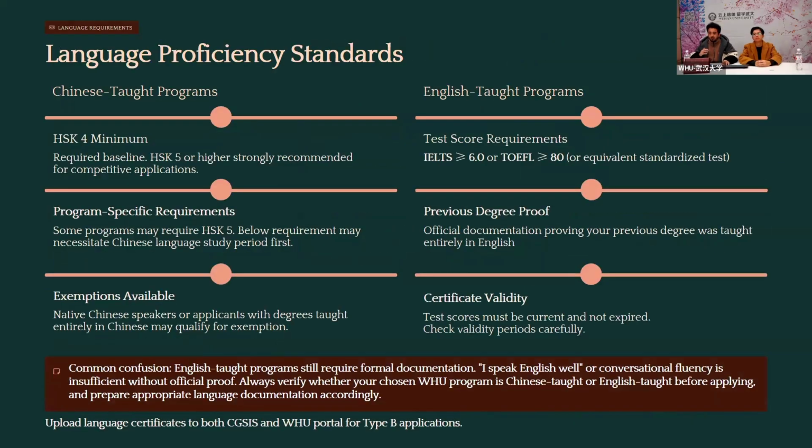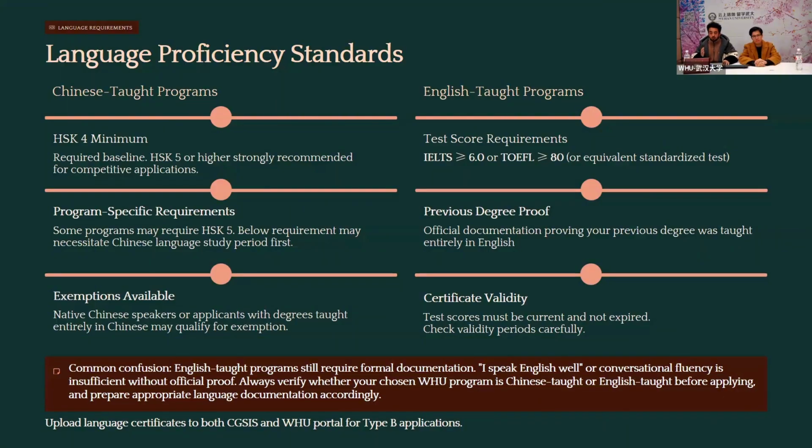And now I'm going to discuss language proficiency standards in more detail. Chinese taught programs: HSK4 minimum required baseline, and HSK5 or higher strongly recommended for competitive applicants. Then program specific requirements: some programs may require HSK 5. Below requirements may necessitate a Chinese language study period first.